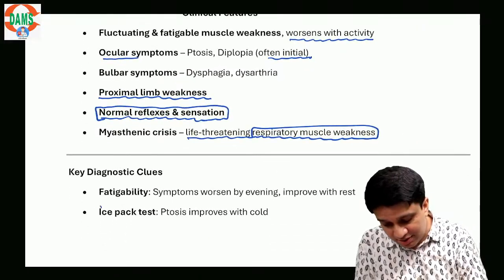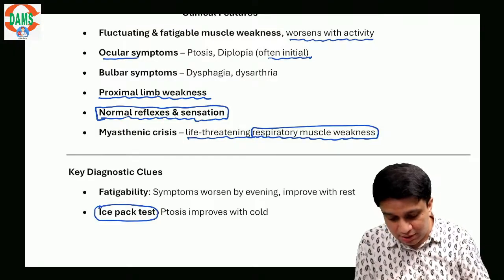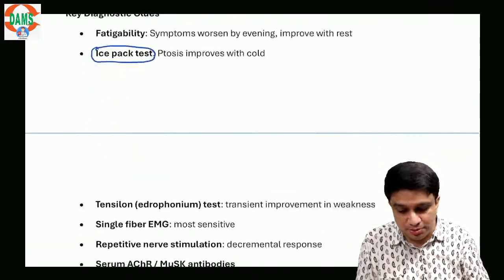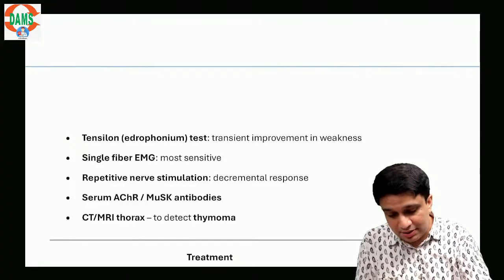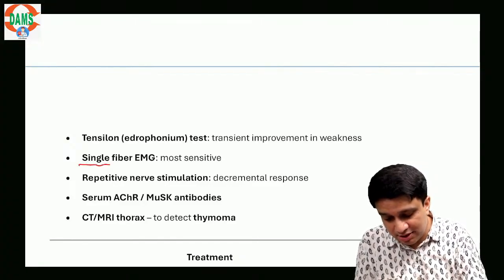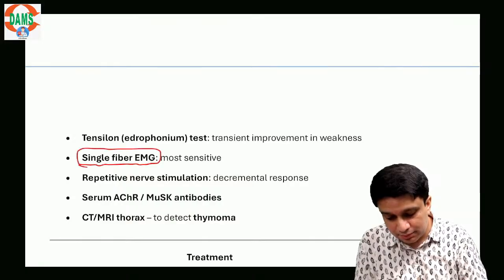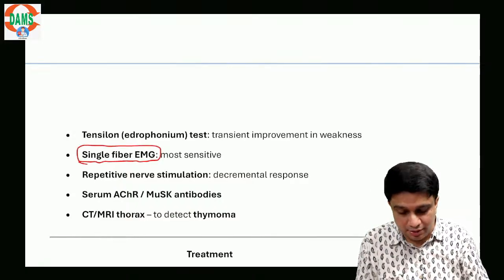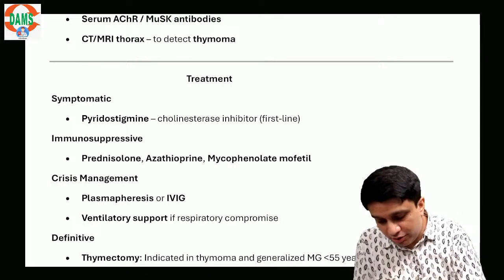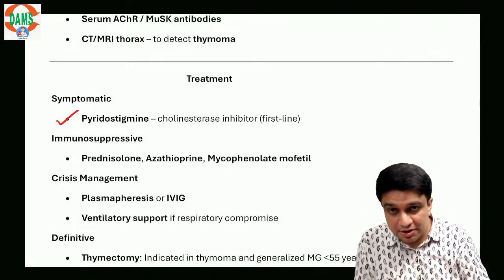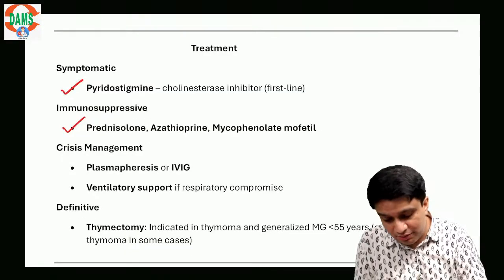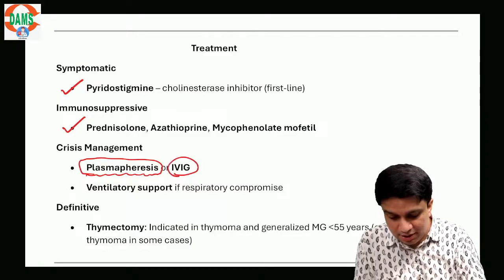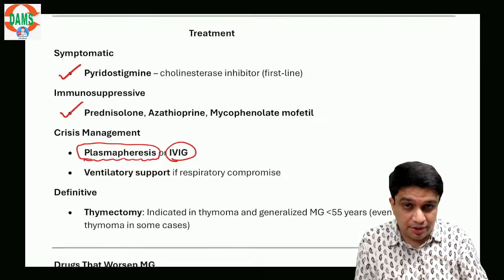The ice pack test is a screening test that we have now, where the ptosis improves on exposure to cold. Edrophonium is a thing of the past, but the most sensitive test is single fiber EMG. Right. Treatment, pyridostigmine, you already know. Immunosuppression like azathioprine, mycophenolate or prednisolone. But in cases of crisis, you give the patient plasmapheresis or immunoglobulin therapy and of course ventilatory support.